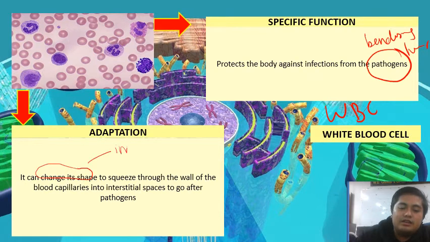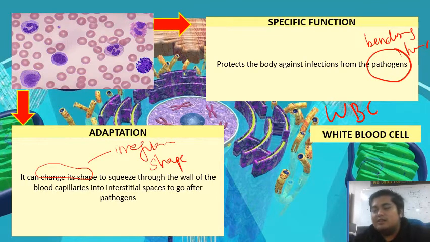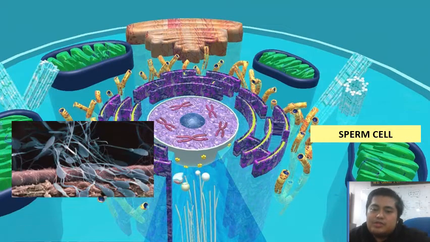Maksudnya dia ada irregular shape. Berbanding dengan kita punya red blood cell tadi, dia ada biconcave disc shape. So next we have our sperm cell.